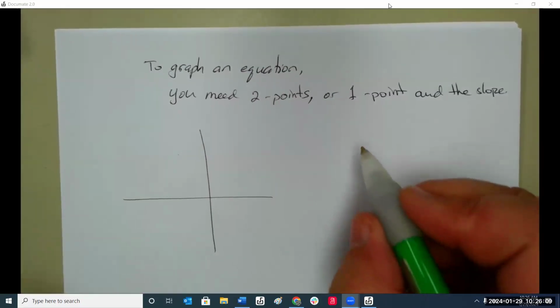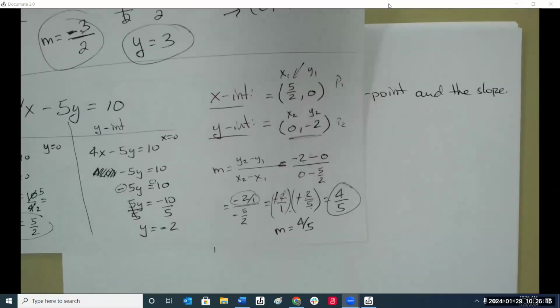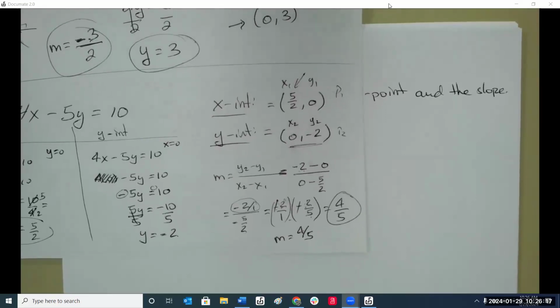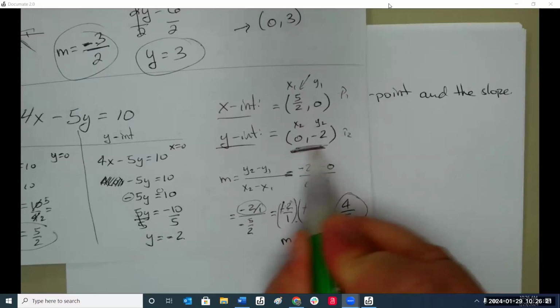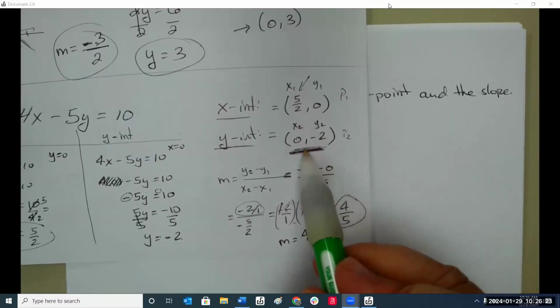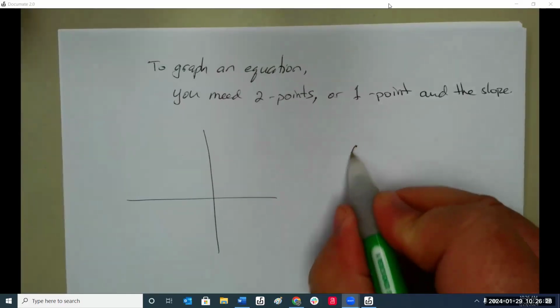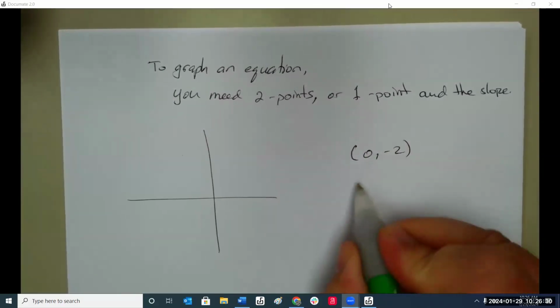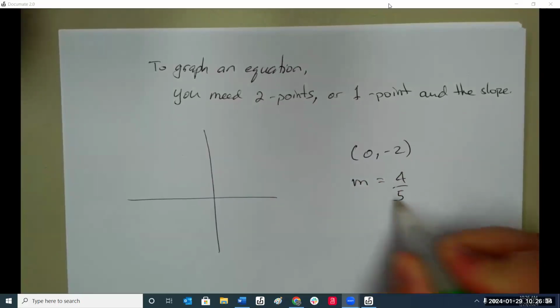So in this last one, do we have a point and a slope? What point do we have? Which point are we going to use? The easiest one we have is (0, -2). So we have our point at (0, -2), and we have our slope of +4/5.